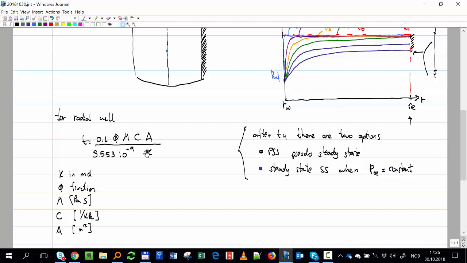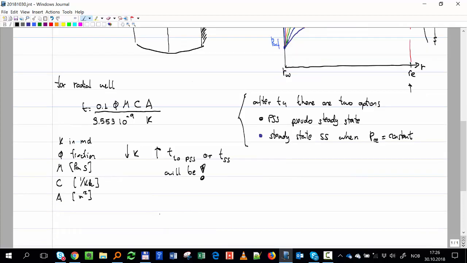But a very important factor, which is extremely dominant, is the permeability. So the lower the permeability, the higher that time is going to be. If we say the lower K, the higher the time to pseudo steady state or steady state will be. Yes, we are assuming here there is only one fluid, either gas or oil.